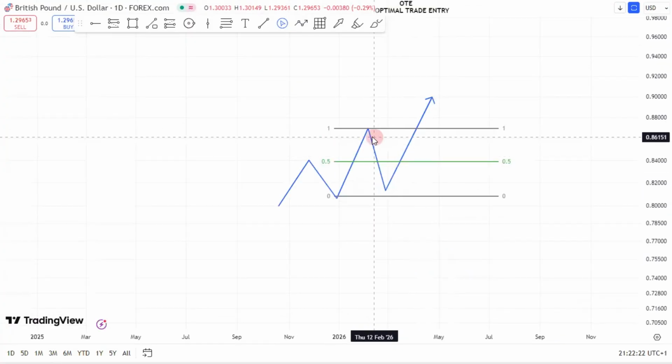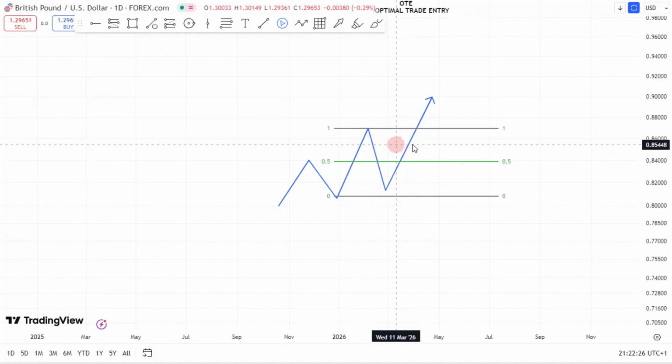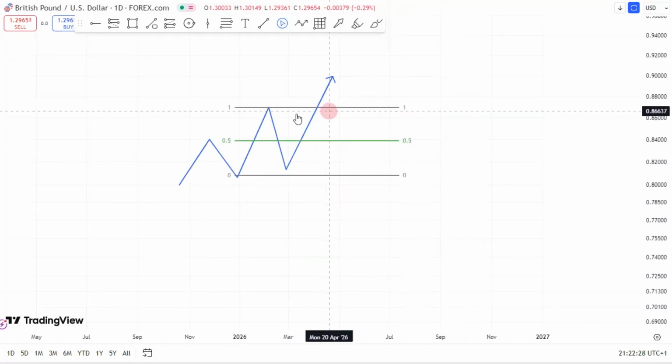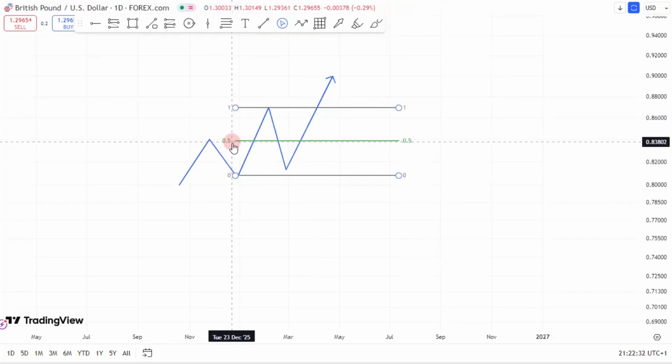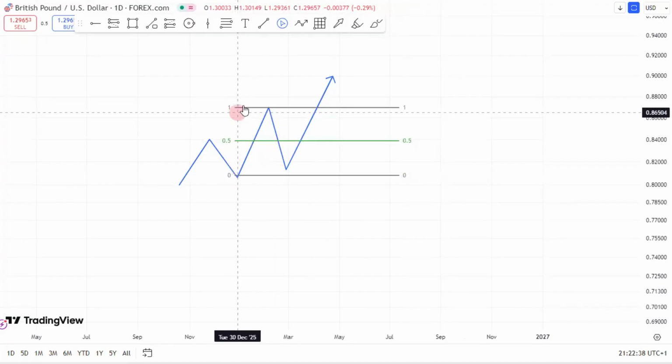Okay. How do you now use this Fibonacci retracement tool to enter the market? From what you are seeing here, you can see 0, 0.5, and then 1. But in the real sense, what you have is 0, 50, and then 100.